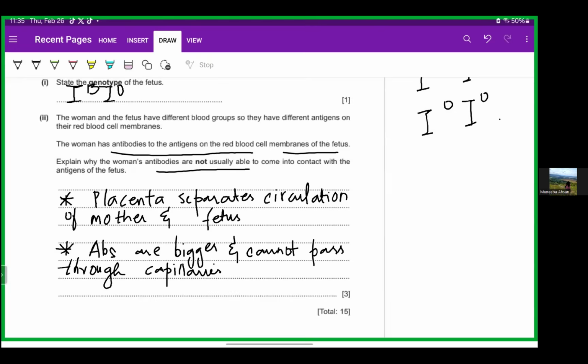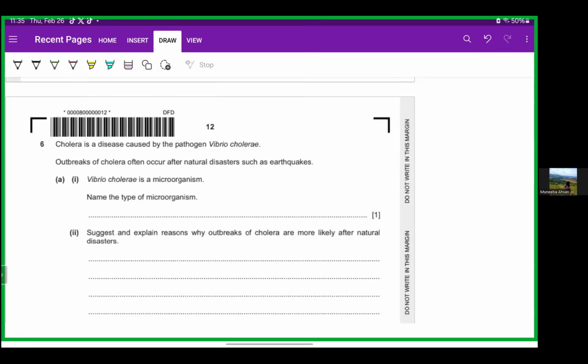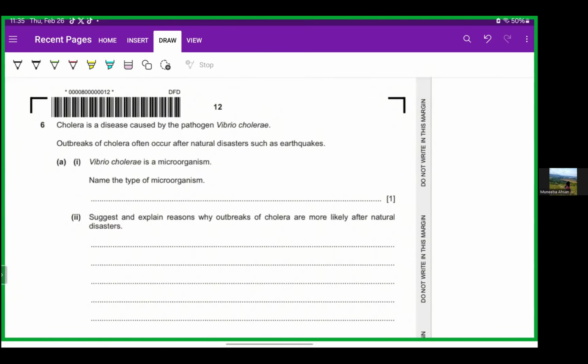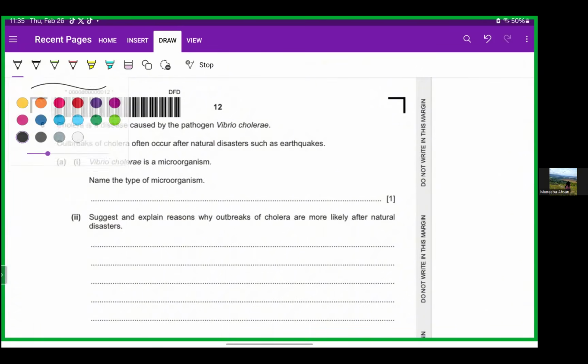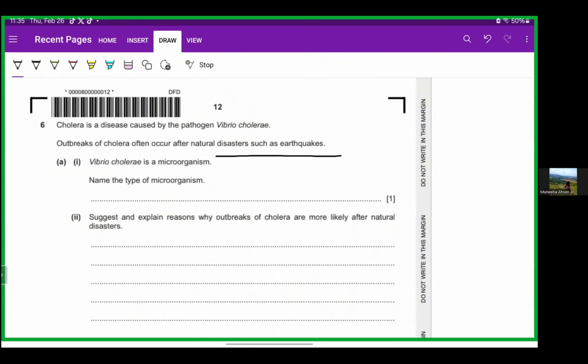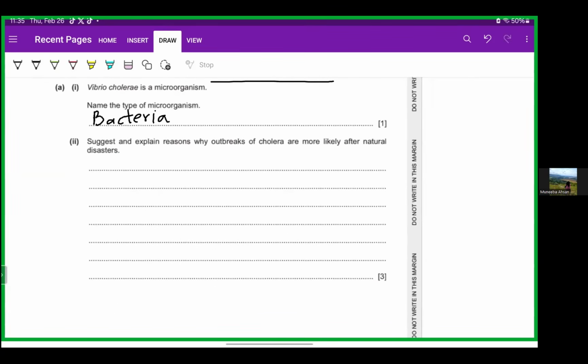Now, quickly move on to the next question. Cholera is a disease caused by the pathogen Vibrio cholerae. Outbreaks of cholera often occur after natural disasters such as earthquakes. And why does it happen? Because earthquakes cause damage to your sewage system, which contaminates the drinking water, right? So Vibrio cholerae is a microorganism. Name the microorganism: it's the bacteria which causes cholera. Suggest and explain reasons why outbreaks are more likely to occur after a natural disaster.